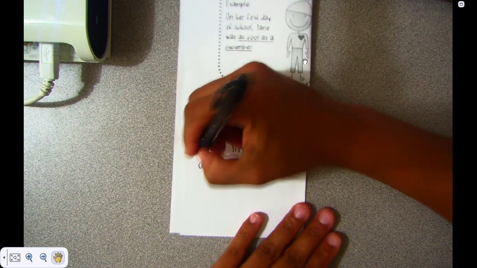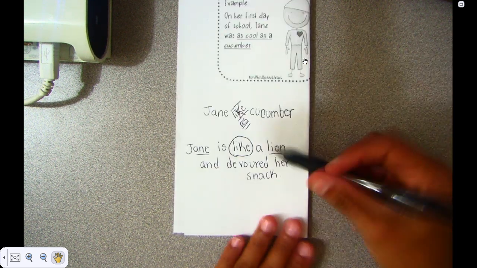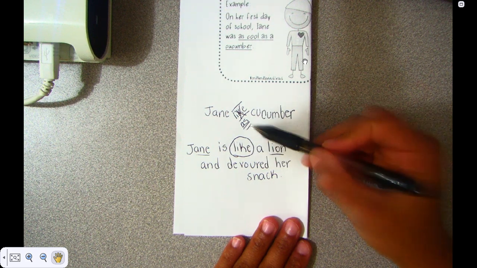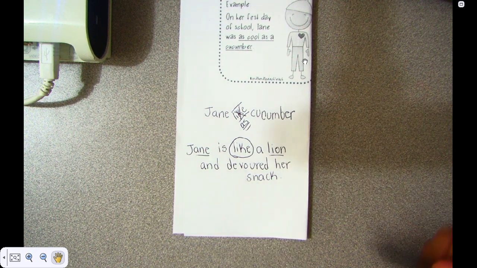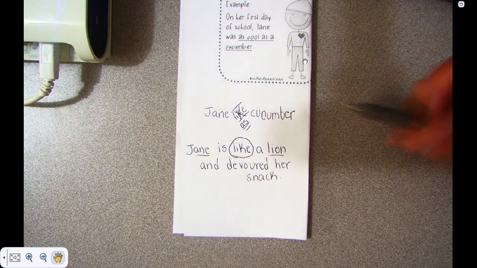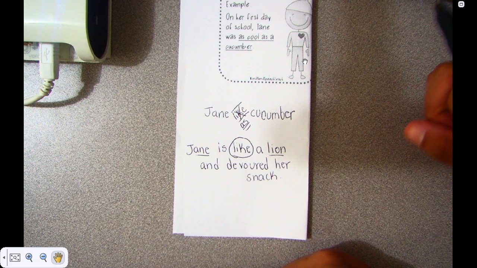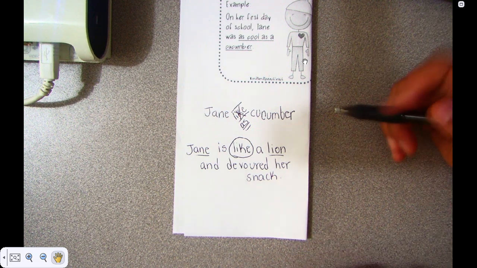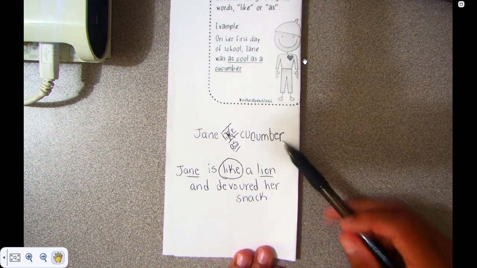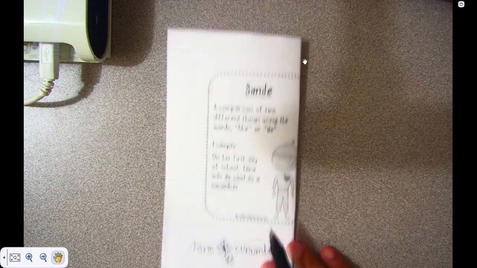I'm comparing Jane this time to a lion, and this time I'm using that like instead of as. So when you think about a lion, you think about them eating kind of crazy and wild. So if she's coming home, she must be really hungry if she's ripping apart her snack and shoving it in her mouth probably. So we're going to read a passage today called Princess Penelope, and we're going to be looking for a simile.